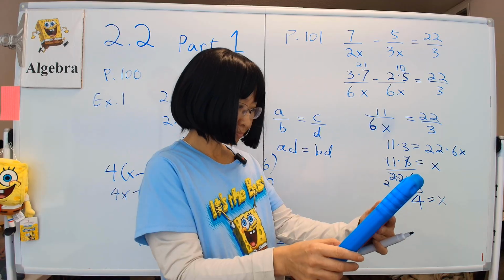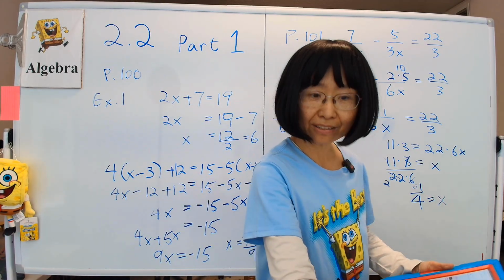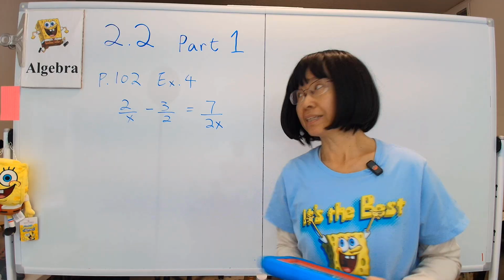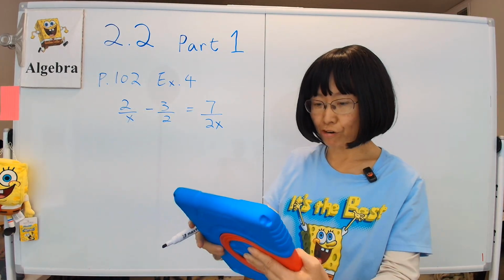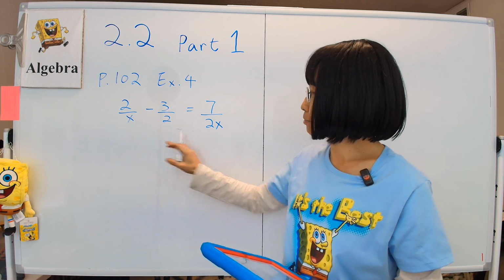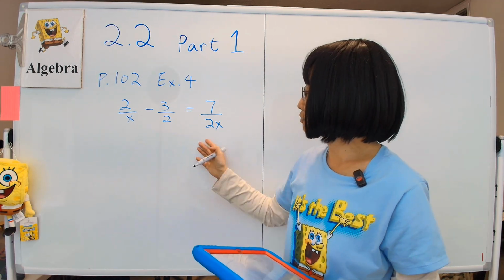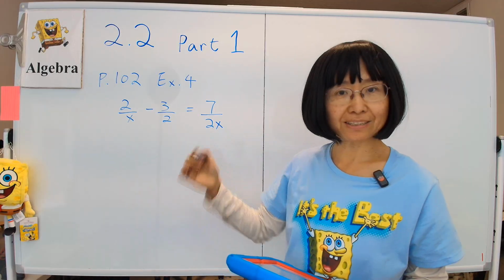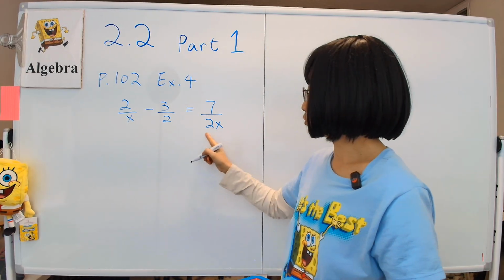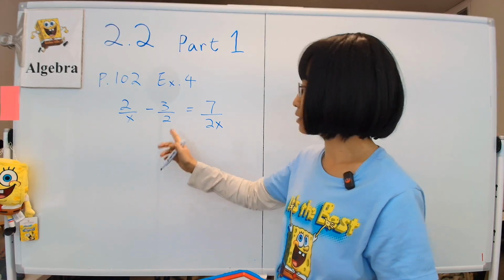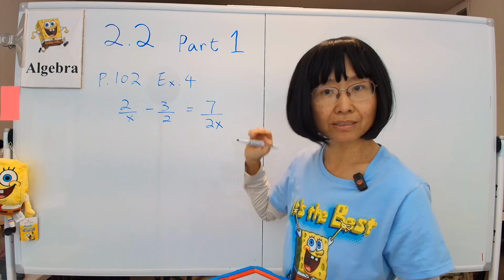So next, let's look at example 4 after I clean off the board. Next, let's look at page 102, example 4. We have a problem like this. We're going to approach this equation with a slightly different trick. We're going to multiply everything by 2x. Why by 2x? Because 2x is the least common multiple of everything in the denominators.